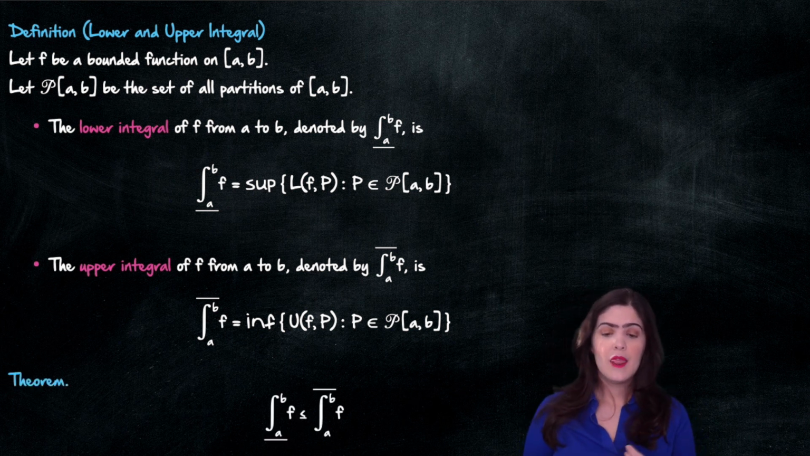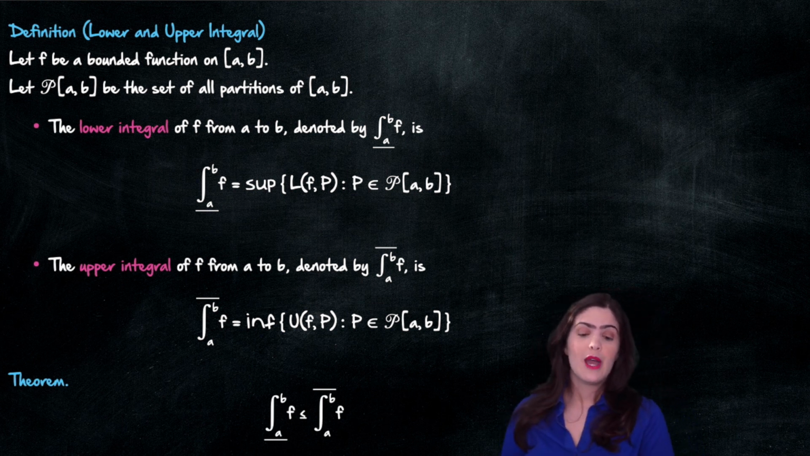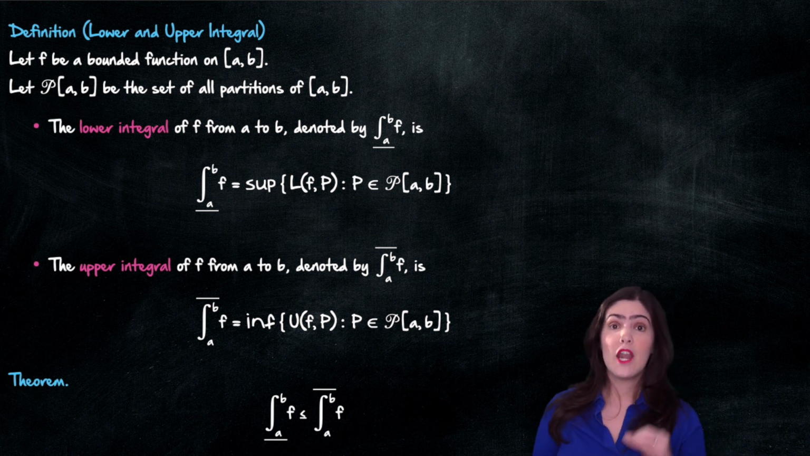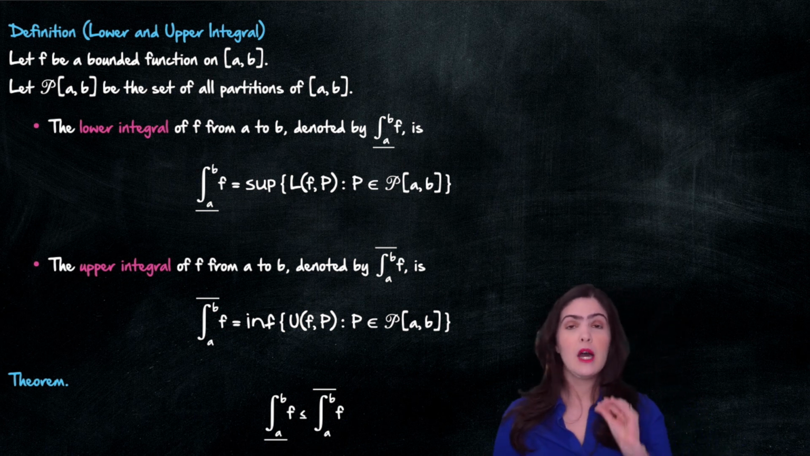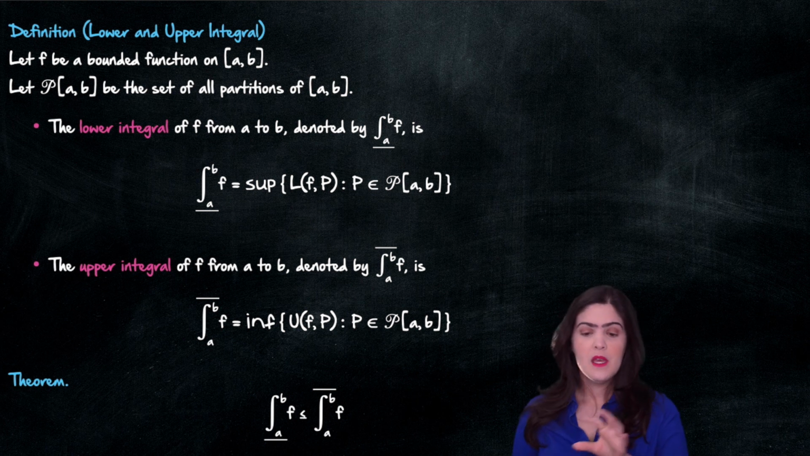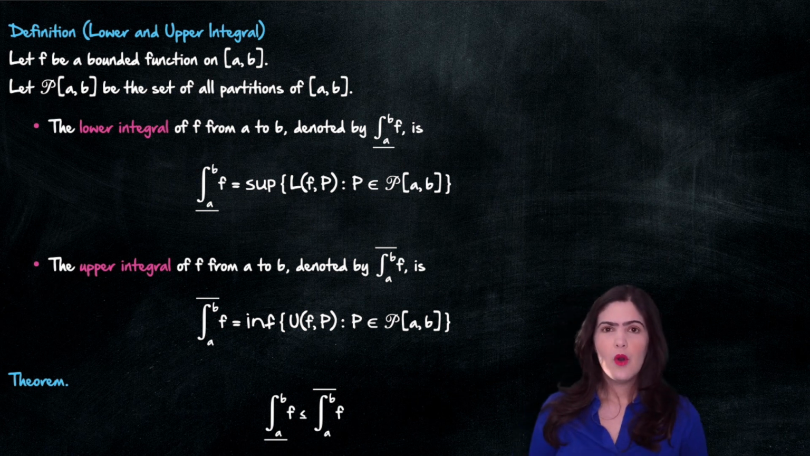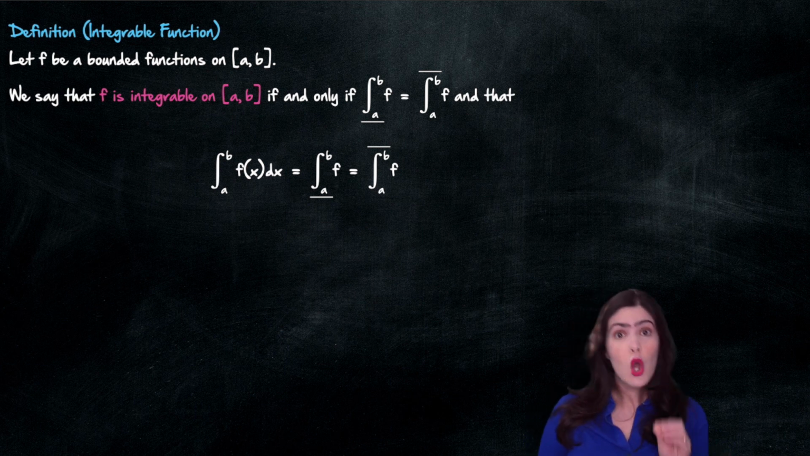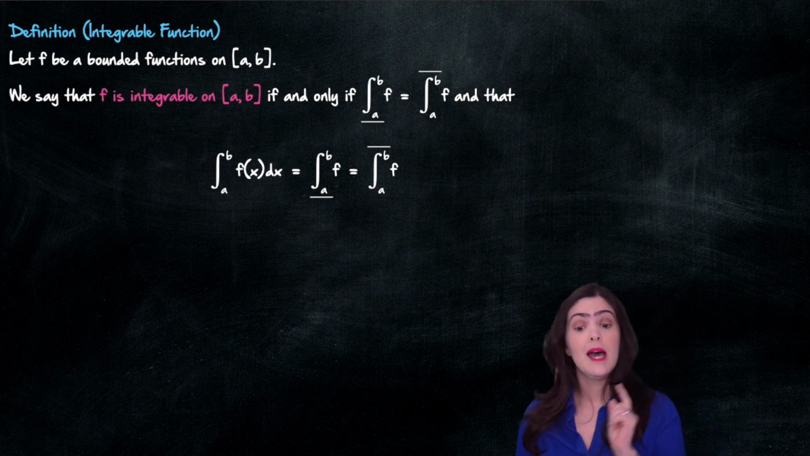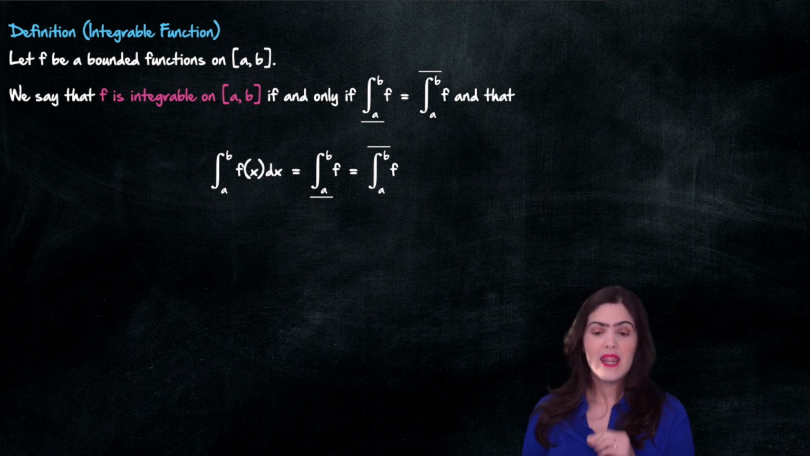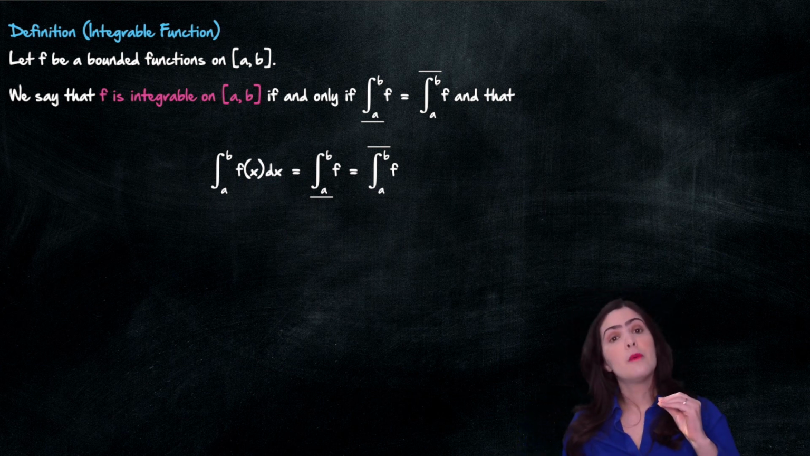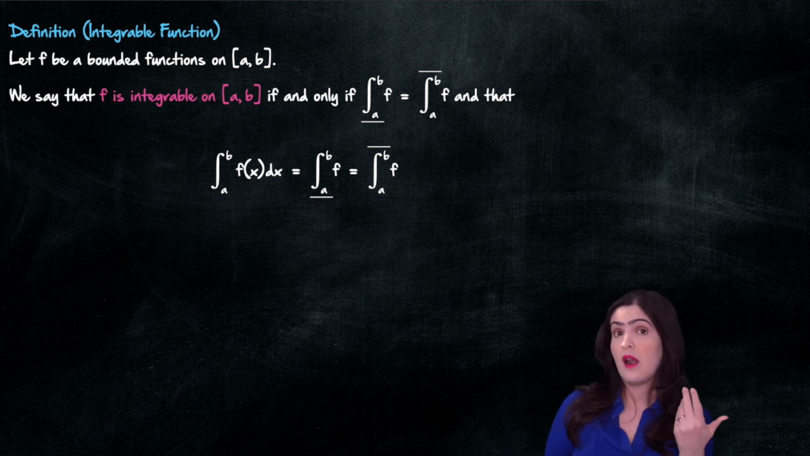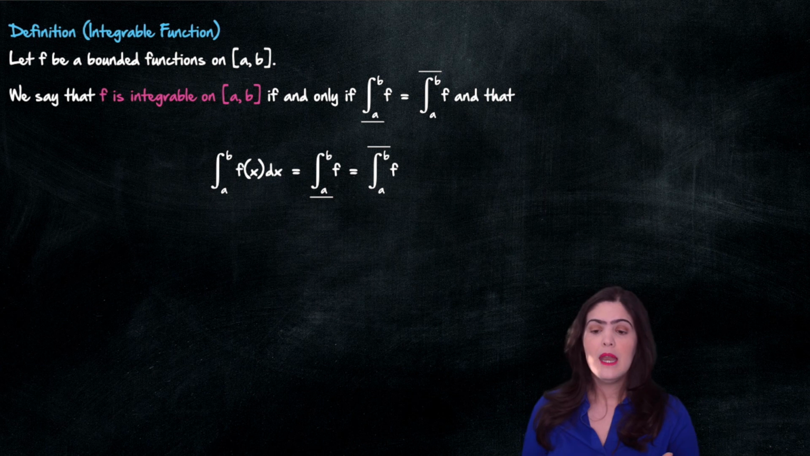Okay, so we have this, and then as a theorem we're going to have that the lower integral is always less than or equal to the upper integral, and we're going to prove that in the next video. But now we have this. So we're going to say then that a function is integrable if the lower integral is equal to the upper integral. And then the integral from a to b of f of x dx is going to be equal to, well, the lower and the upper integral, because they're both the same.